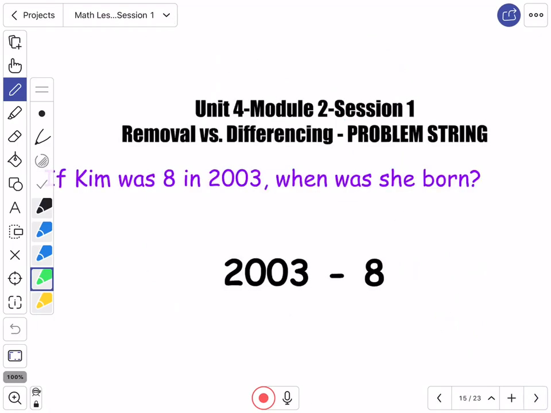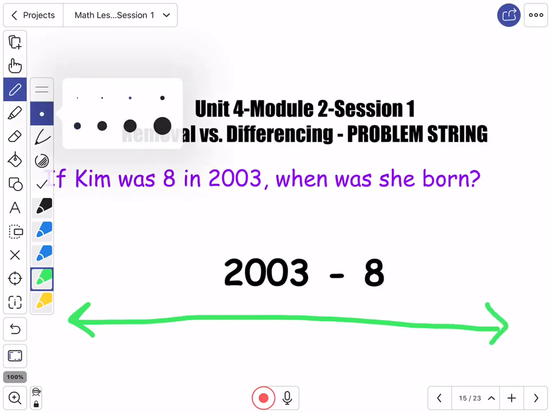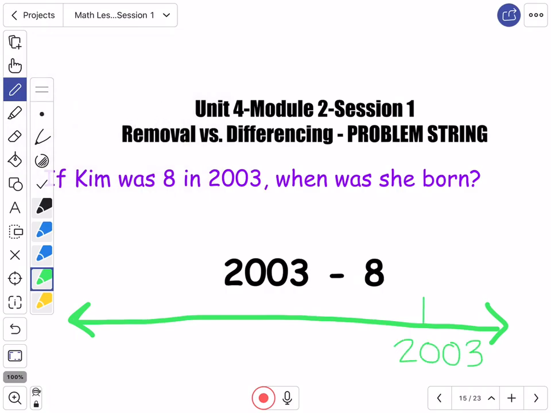Here's the next one. If Kim was 8 in 2003, when was she born? So very similar problem. Again, I want to use a number line to help me with this one. So here's my number line. Okay, so I've got 2003. All right, I'm going to change my color here. Sorry, I forgot to do that. And if she was 8 in 2003, when was she born? Okay, so I'm just going to go backwards from 2003, 8 spaces.